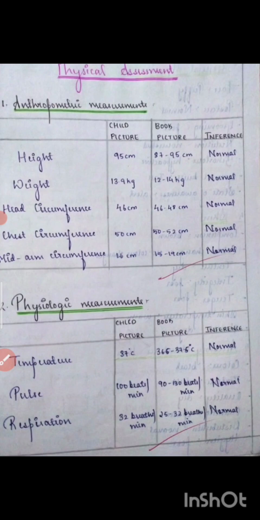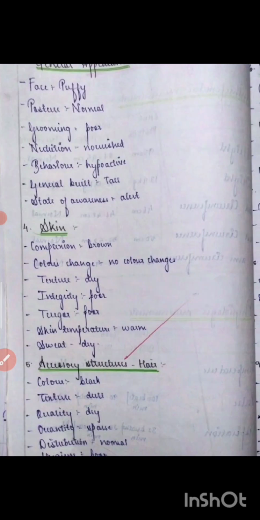So in that you'll have to do the anthropometric measurement: the height, weight, head circumference, chest circumference, and also you'll have to write what is the inference, whether it is achieved or it is delayed. Then comes the physiological measurement. So you'll have to measure the vital signs of the baby. Next is the general appearance, then about the skin everything will come.